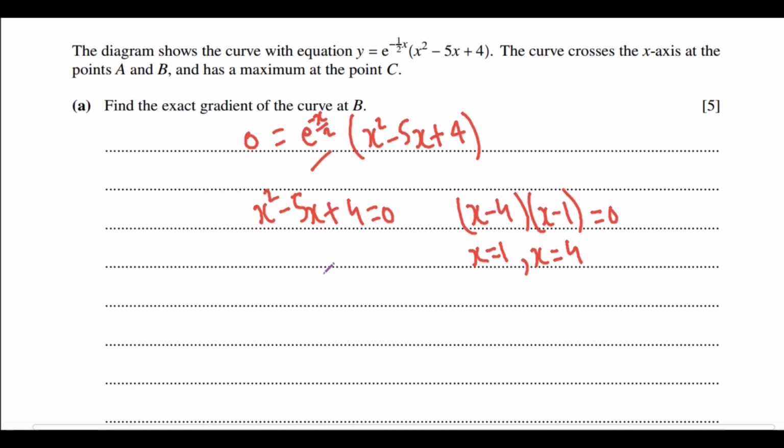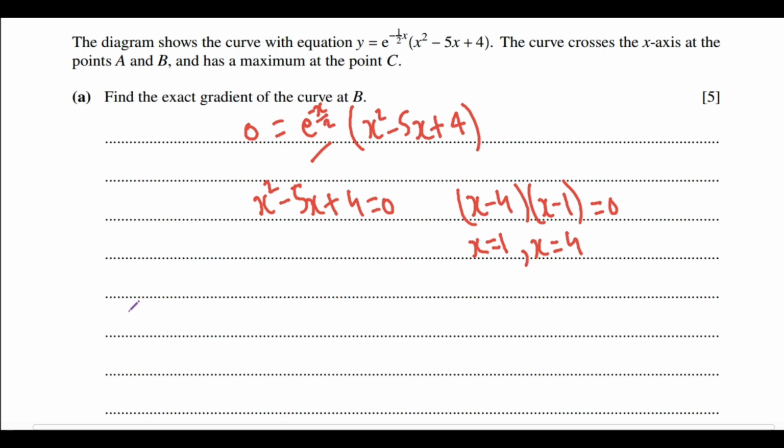So to find the gradient, we just take the derivative, right? So we find dy by dx. And you can see this is a product of two functions. If we let f, let's do it on the side. If we let f equal e to the negative a half x, and g equal x squared minus 5x plus 4, well, then you're taking the derivative of a product of two functions. Well, we know what we do.